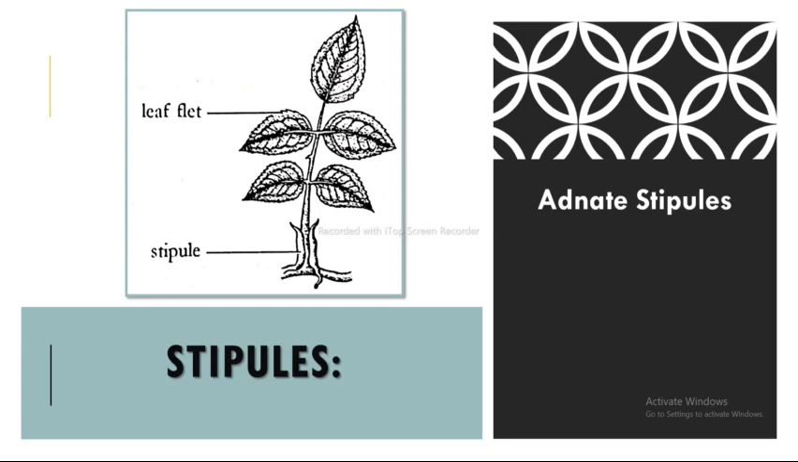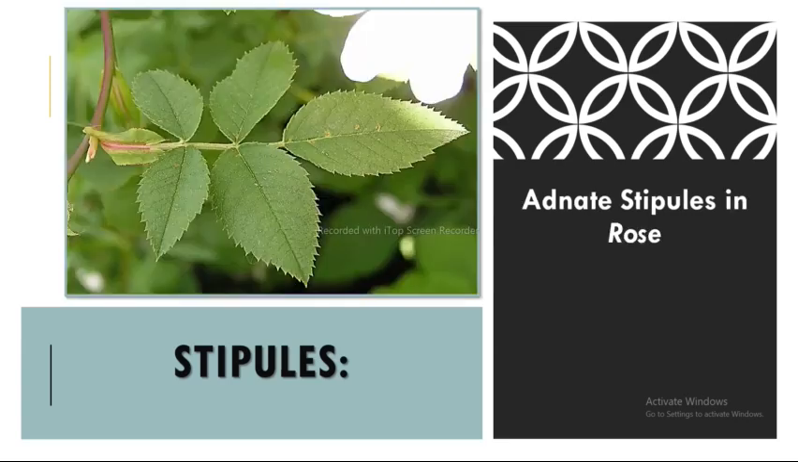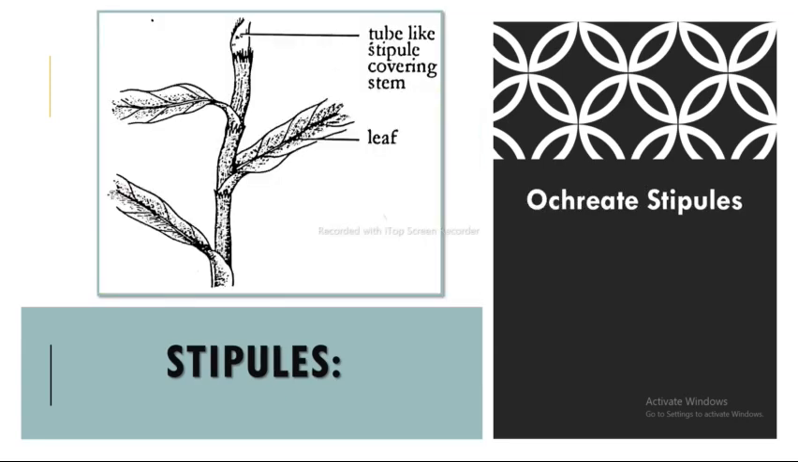So adnate stipules are two lateral stipules that grow along the petiole up to a certain height, adhering to it and making it somewhat winged in appearance, like a wing in appearance, and these stipules are mostly present in the rose. So these are adnate stipules in rose as shown in the figure.